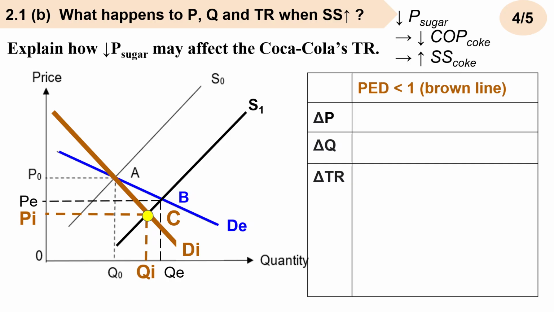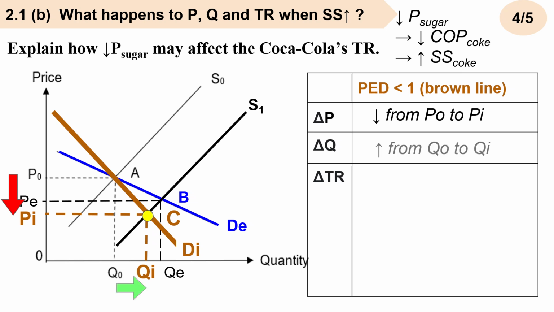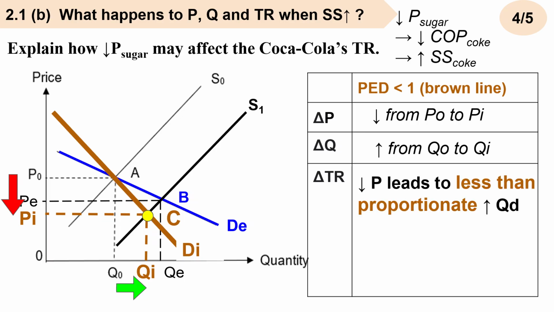So price, I think all of y'all can see, would fall from P0 to PI. Quantity will increase from Q0 to QI. If PED is less than 1, what does it mean? The decrease in price will lead to a less than proportionate increase in quantity demanded.